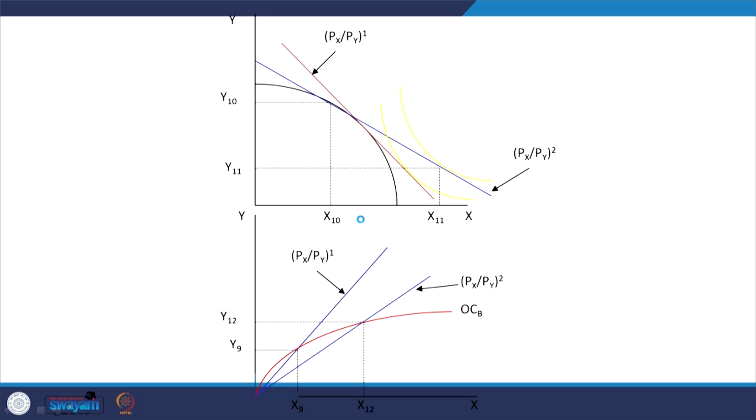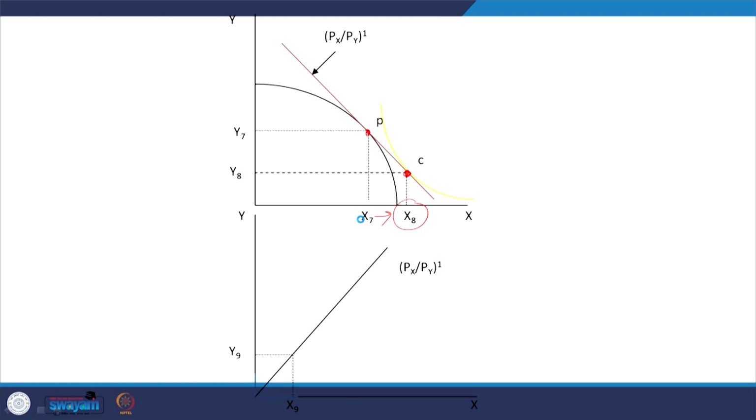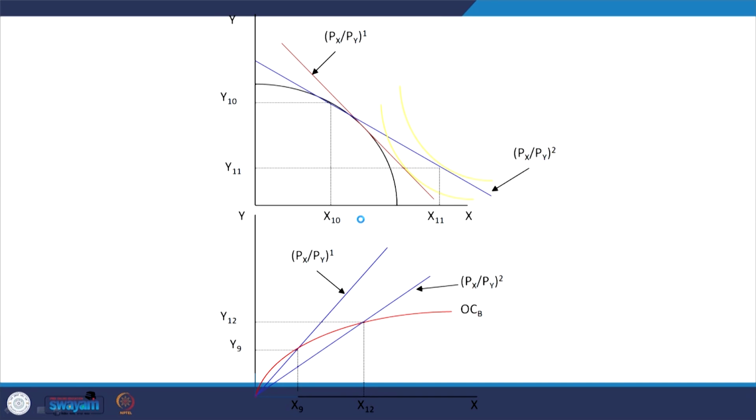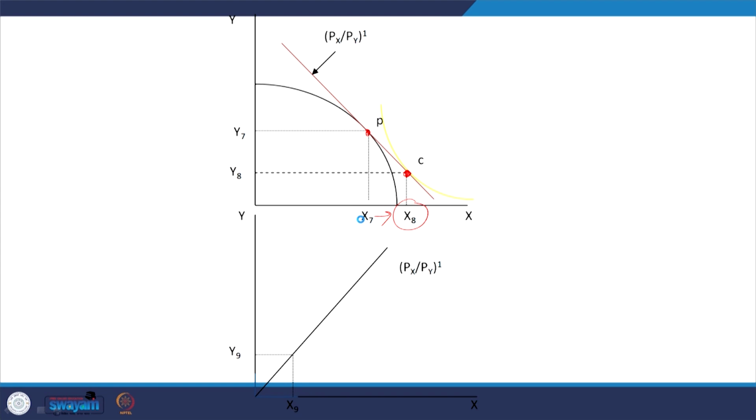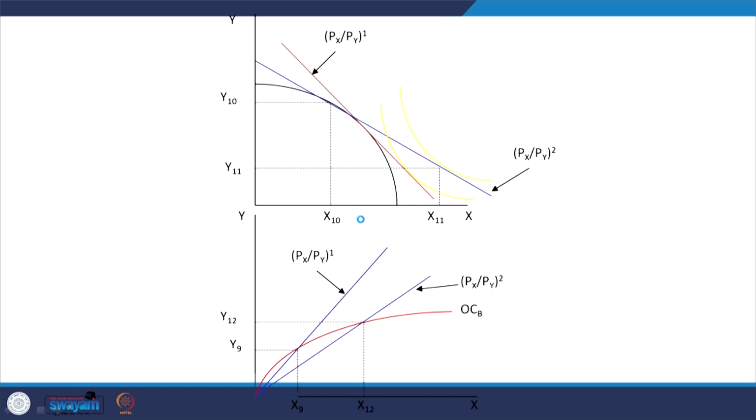Now, in this situation, look at this, this is going to reverse our terms of trade. The initial terms of trade is explained by Px by Py. Now, will there be trade? Yes, there will be trade, because they are demanding more of X. If they are demanding more of X, then what really happens?